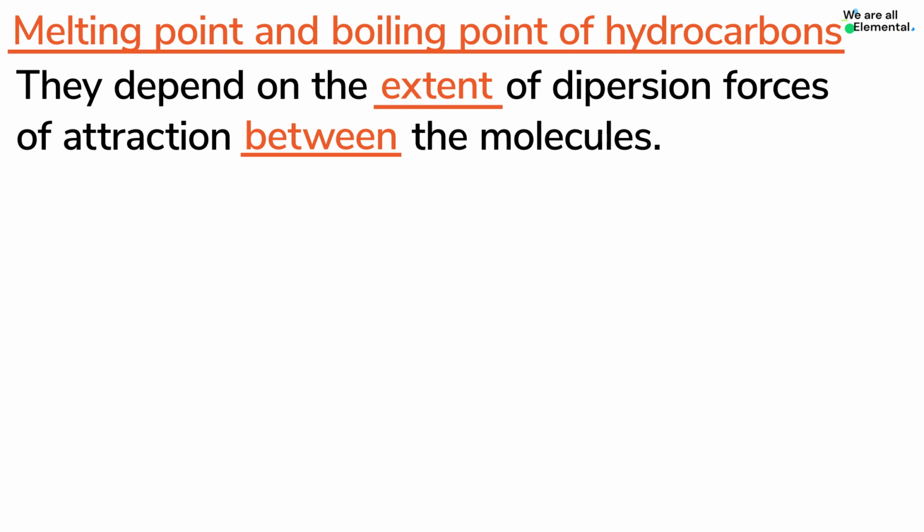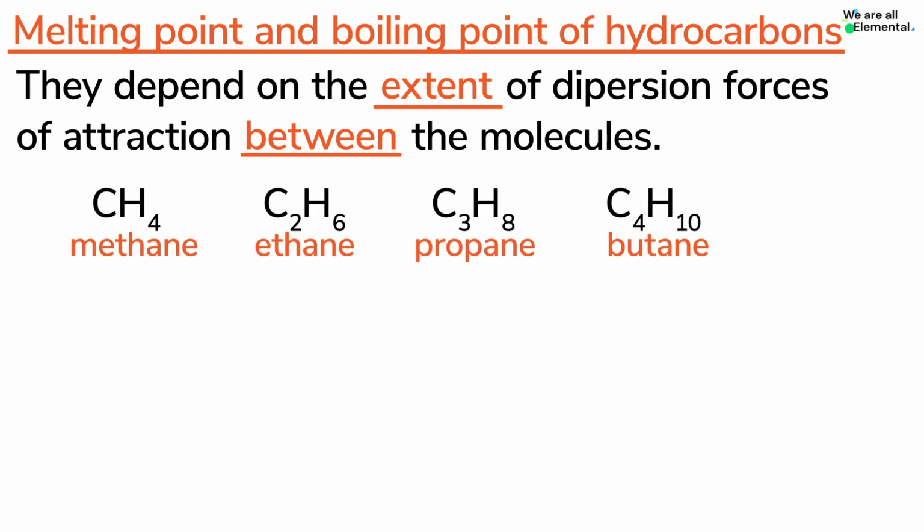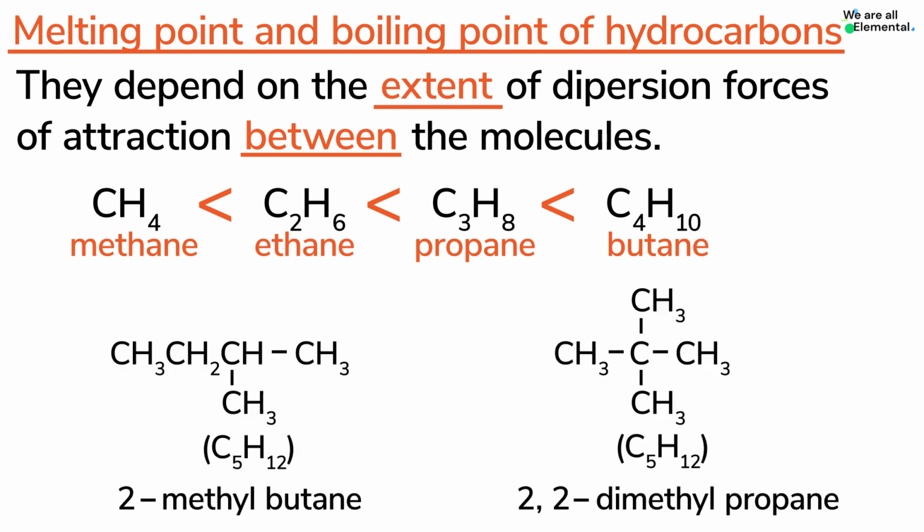Hydrocarbons with higher molecular mass have greater dispersion forces, and therefore the melting points and boiling points are higher. Therefore, the boiling points and melting points steadily increase from methane to butane and higher alkanes too. In this example, the molecular mass of both the compounds is the same, but there is greater branching in 2,2-dimethylpropane. Therefore, its melting and boiling point is lesser than 2-methylbutane.